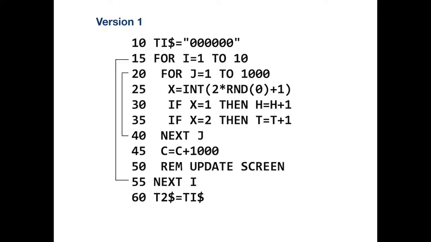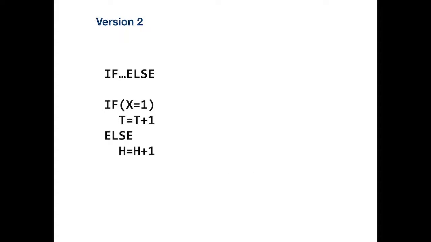On to the next evolution. The first optimization here was to remove the second if-then statement and use a goto to jump over the t equals t plus 1 statement when x equaled 1, or heads. This reduced the number of instructions the program has to execute, as it now doesn't have to evaluate x twice in each iteration. This is essentially just emulating an if-else statement, but Commodore 64 BASIC doesn't have an else statement, so we have to make do with a goto.